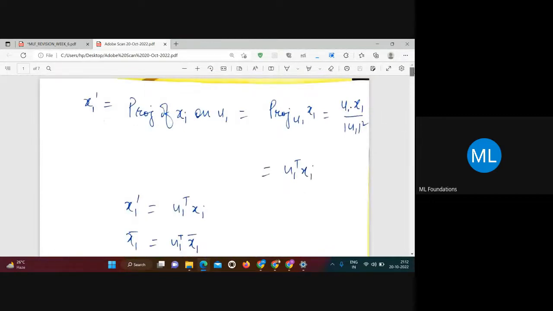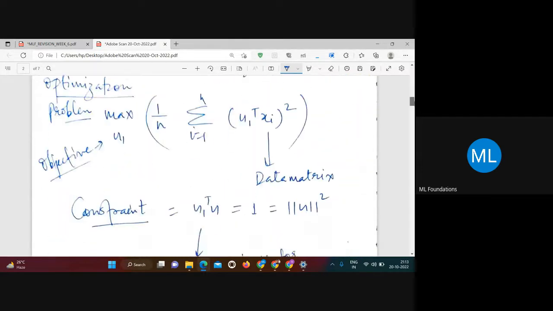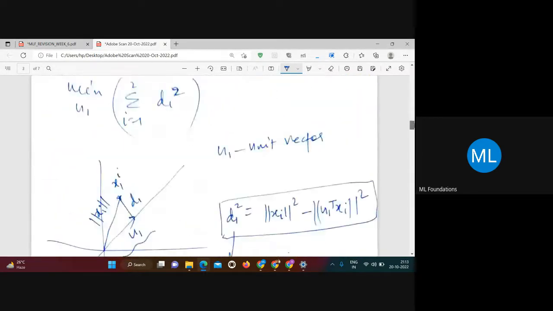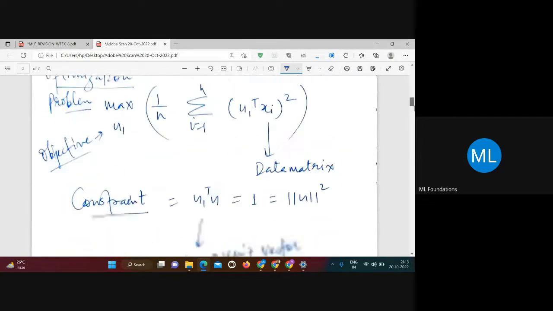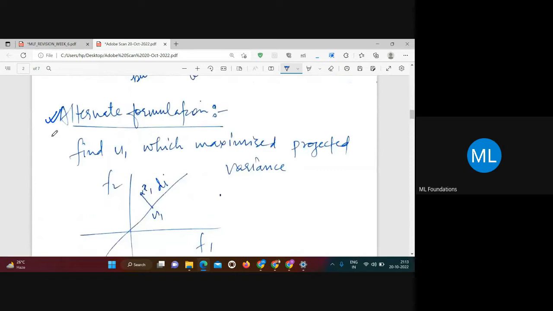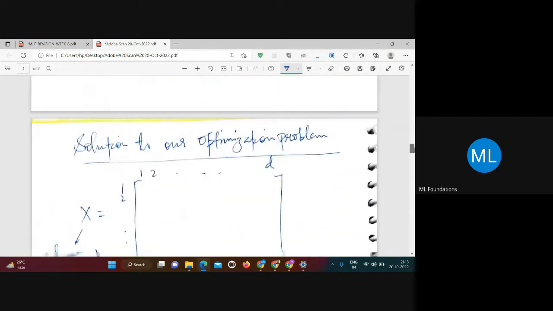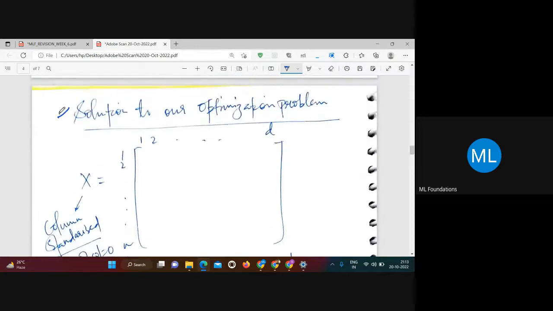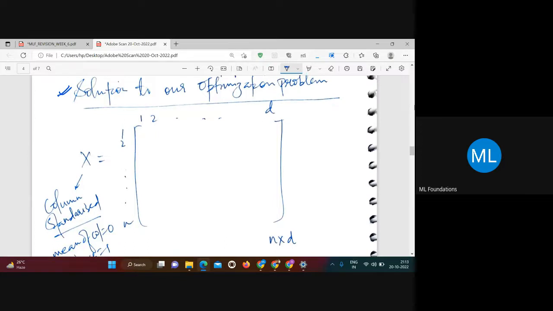So this we have already discussed, this is the problem that we need to solve. This is the alternate method that I told you. The first method was maximizing the variance, and the second method is to minimize the reconstruction error. And this is a solution to our optimization problem. So I'll be going directly to the result. How did we get that?